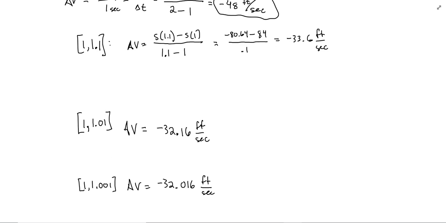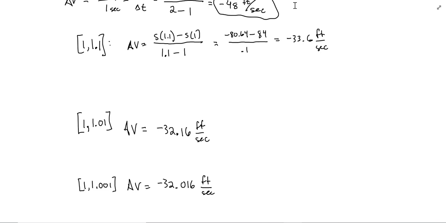After running some numbers, doing these calculations, you get these numbers for the average velocities, the average rates of change of position. So I get negative 33.6, and then negative 32.16, and then negative 32.016. And what this starts to suggest is a pattern. Again, the idea is we're taking smaller and smaller intervals of time and seeing how the ball's position changes, and then using that to compute the average velocity.